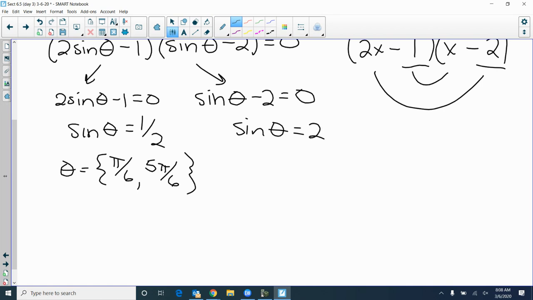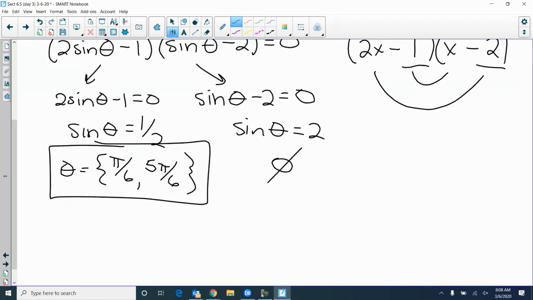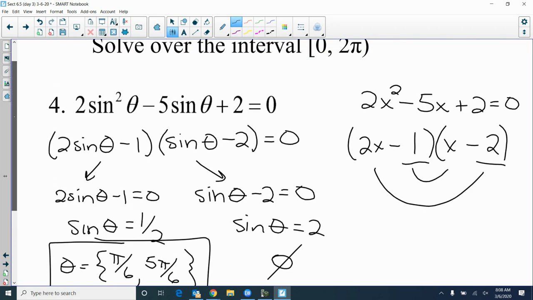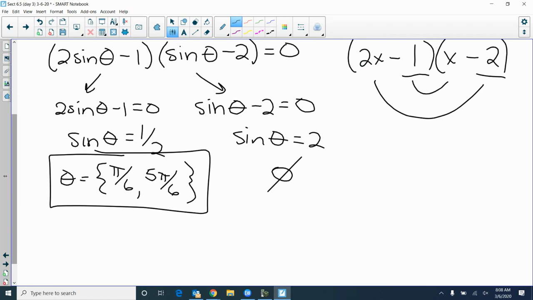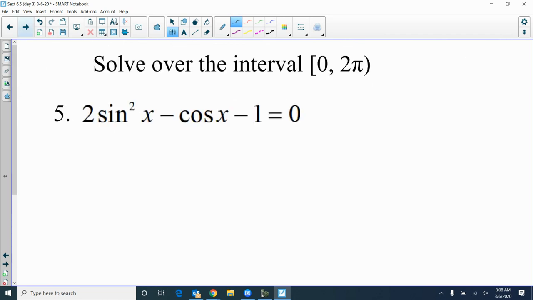Okay, what about that situation? Can't happen. Can't work. There's no angle that has a sine equal to 2. No solution for that one. So you're just left with your two answers: pi over 6 and 5 pi over 6. That can happen, not a big deal. We can only solve for the 1. So those would be your two values. All right, so that's factoring. Being able to take something and factor it.